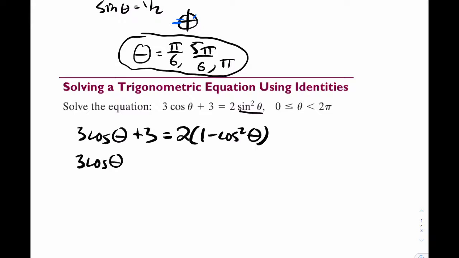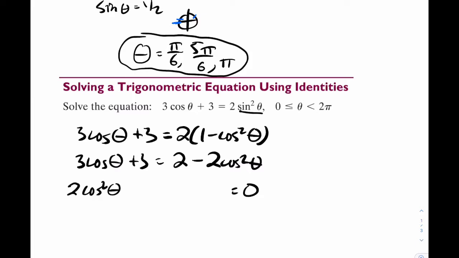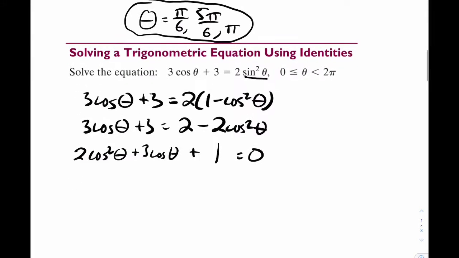Now keep going. Notice how I'm multiplying it out. It's similar to our very first example. We now have a nice quadratic. Let's make the whole equation equal to 0. So 2 cosine squared theta plus 3 cosine theta plus 1. You can do a U-substitution or just straight factor it. I'll just factor it since I already did a U-substitution above.